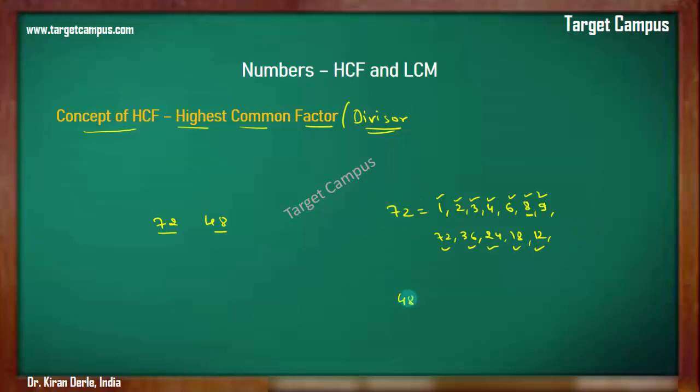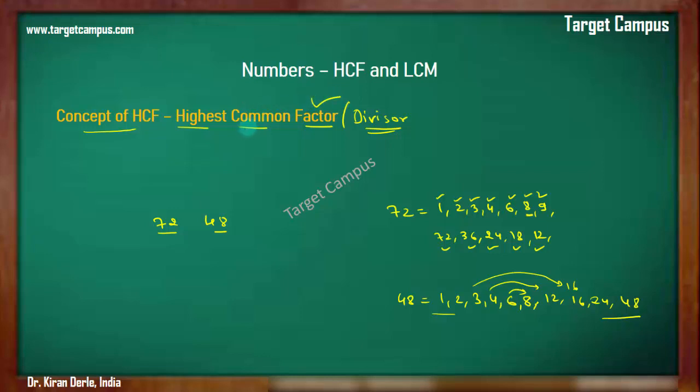How many factors does 48 have, or which are those factors? 1, 2, 3, 4, 6, we have 8. So 8 into 6 is 48, 4 into 12 is 48, 3 into 16 is 48, 2 into 24 is 48, 1 into 48. So these are the factors of 48. Now we have put down all the factors.